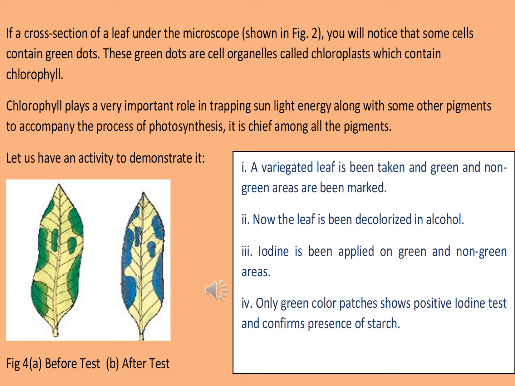So what is the assertion of this activity? We have seen that it is the chlorophyll pigment that helped in the process of photosynthesis. How? Because we know that in the process of photosynthesis, at the end, we get starch as a main product. So if starch is there in the green part, it confirms that chlorophyll is one of the most important components for the process of photosynthesis.